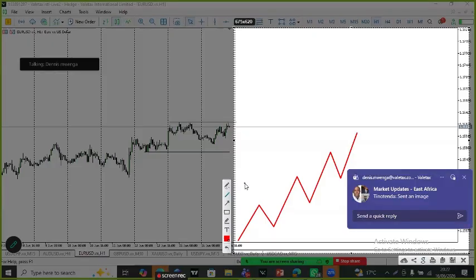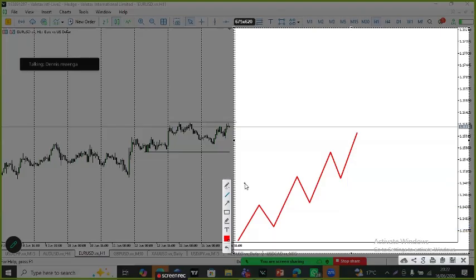So as I was saying, guys, this is very, very important to understanding structure. It's literally everything. It's the foundation.